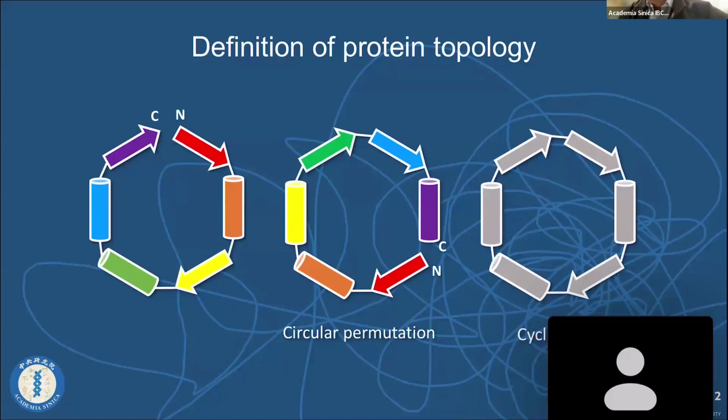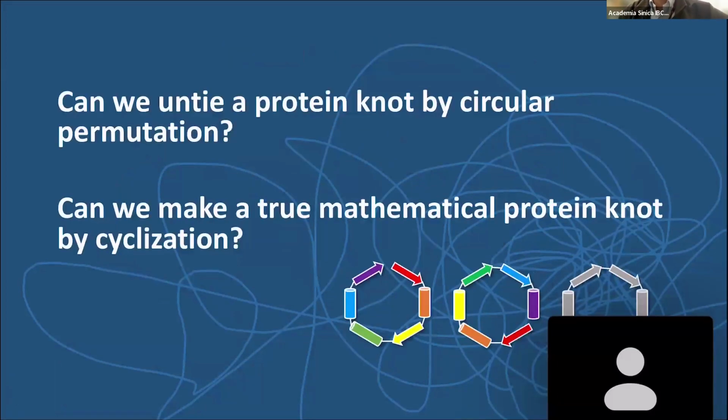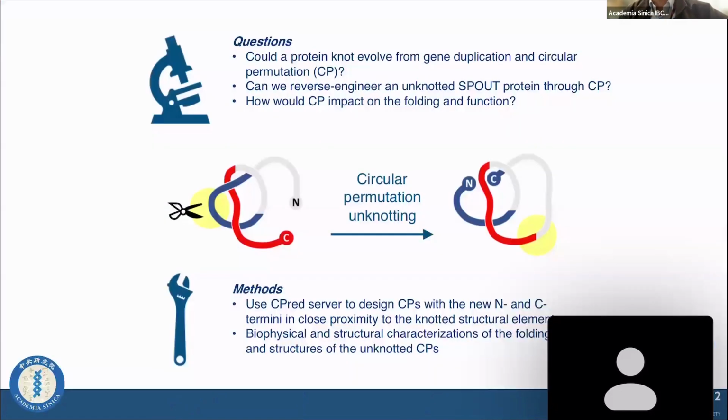of this cyclized protein? So the two questions we ask are, can we untie a protein knot by circular permutation? And the second question is, what will happen if we make a true mathematical knot? Because proteins in general are not closed paths, so mathematically, they are not, strictly speaking, a real knot.